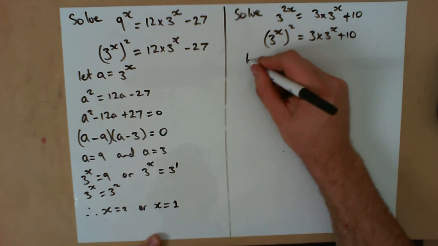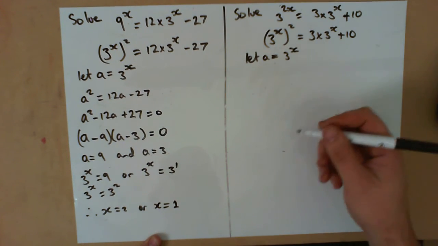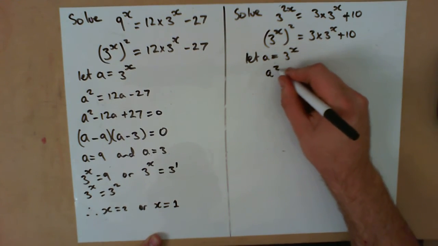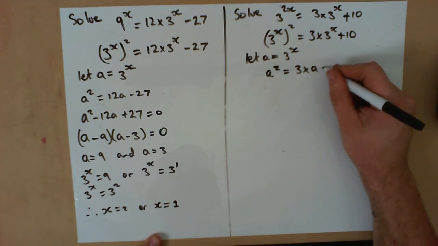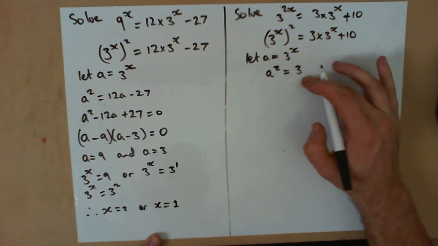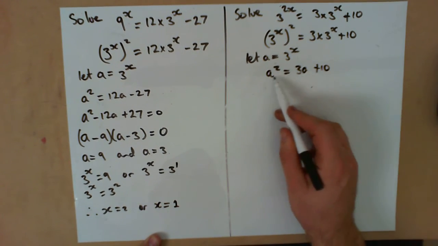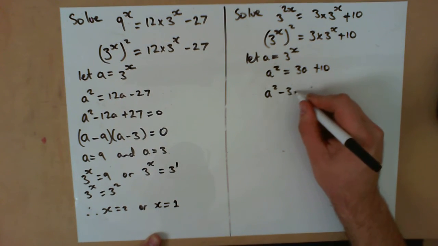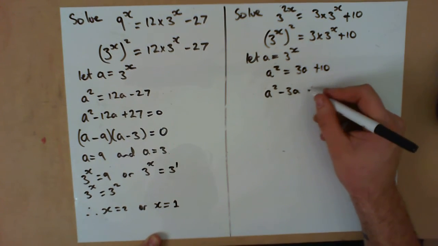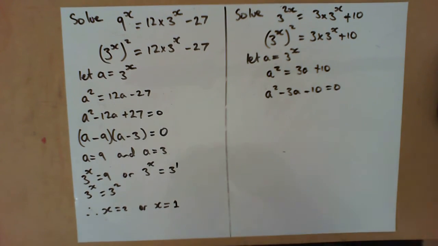Okay, well we can say let a equal 3 to the x again. So I'm going to have a squared equals 3 times a, or just call that 3a, can't we? Plus 10. Take both these away over this side. A squared, take 3a, take 10 equals 0.